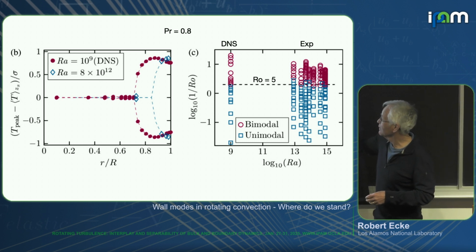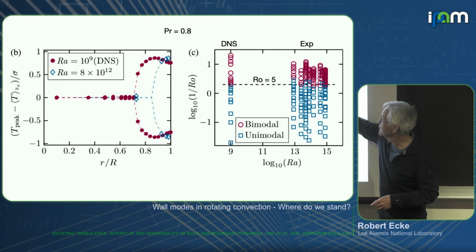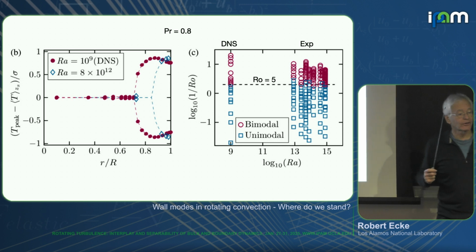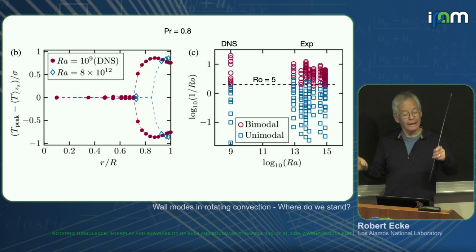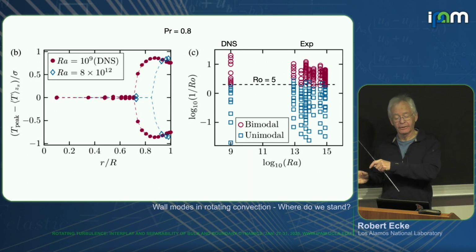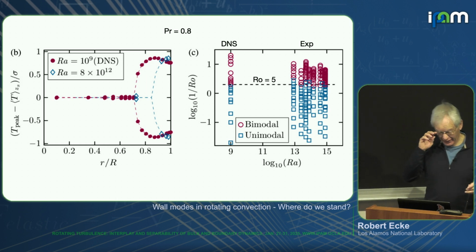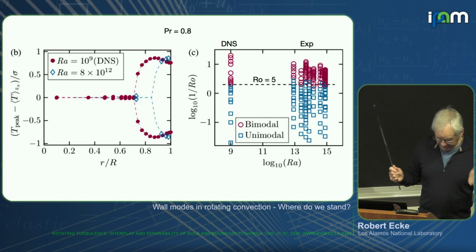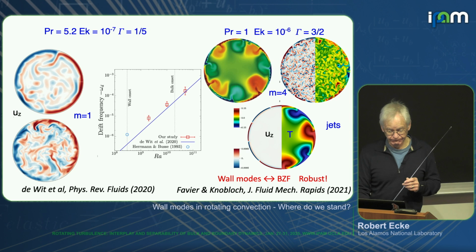And one of the kind of amazing things is that the transition between a unimodal and bimodal distribution is almost exactly at this transition between what is called the large-scale circulation, the buoyancy-dominated regime, and the rotation regime. So as soon as you get any kind of rotation effect, the wall modes seem to appear.